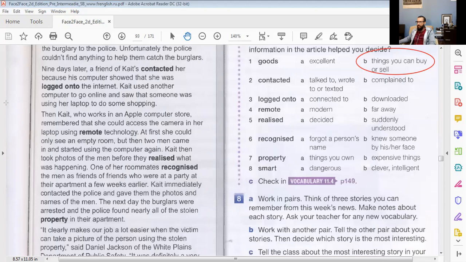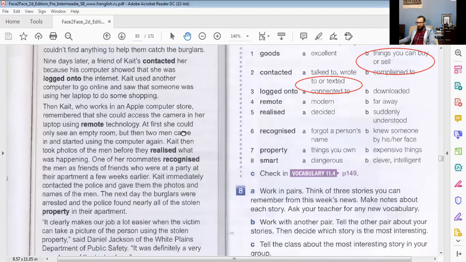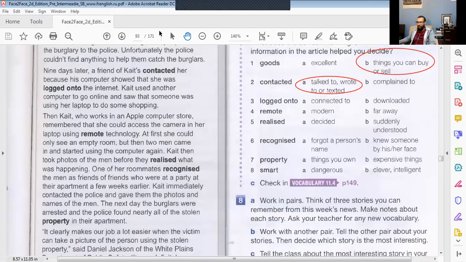Talk to. So it's A, you think? Yeah, A. Okay, that's also correct. And logged onto? When you log on to something? Connected to. That's correct. Means connected. Then we have remote. Think of the remote control. Far away.